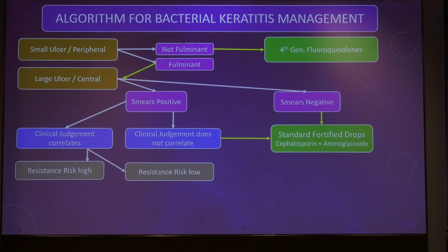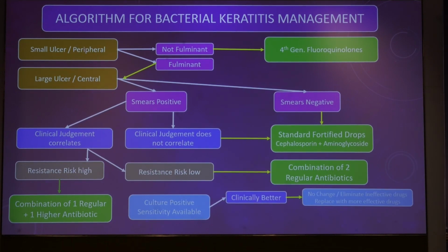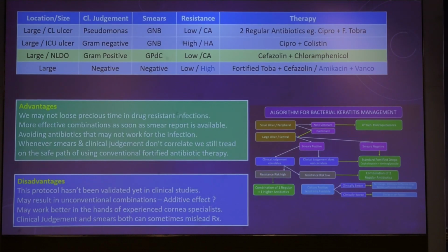If they do correlate, you can look at what is the risk of drug resistance in that given patient. If the drug resistance risk is low, you can use your regular antibiotics. However, if it's high, you should try to add a higher generation antibiotic in the treatment regimen. And as I said, when you have culture reports, if the patient is clinically improving, don't change anything, or eliminate the ineffective drugs or replace with more effective drugs. However, if the patient is worsening, you can change as per the reports.